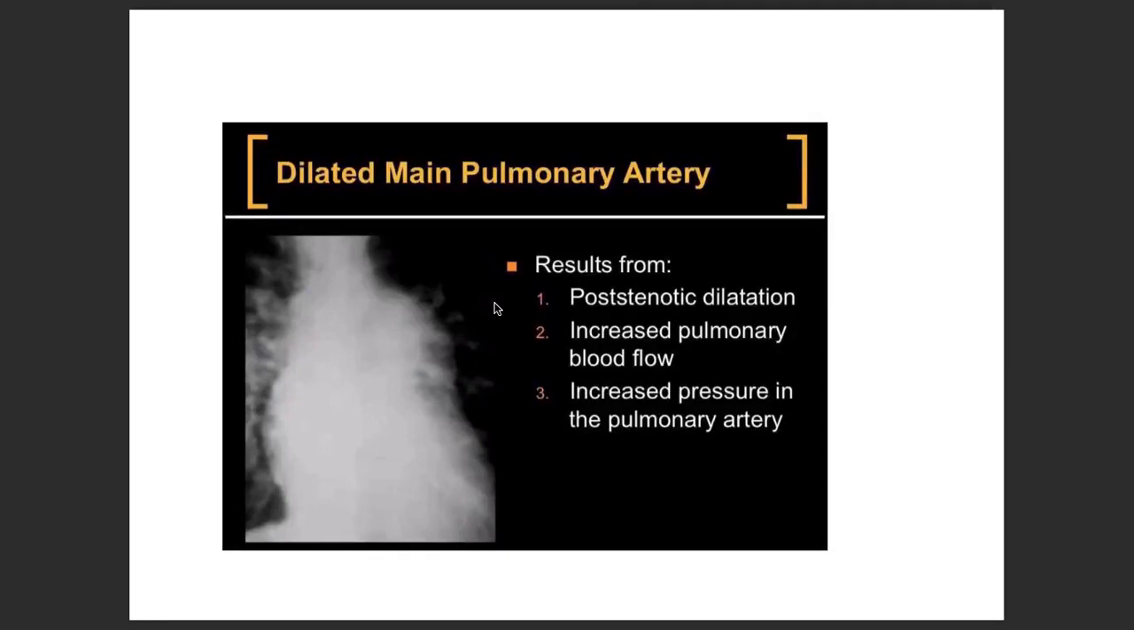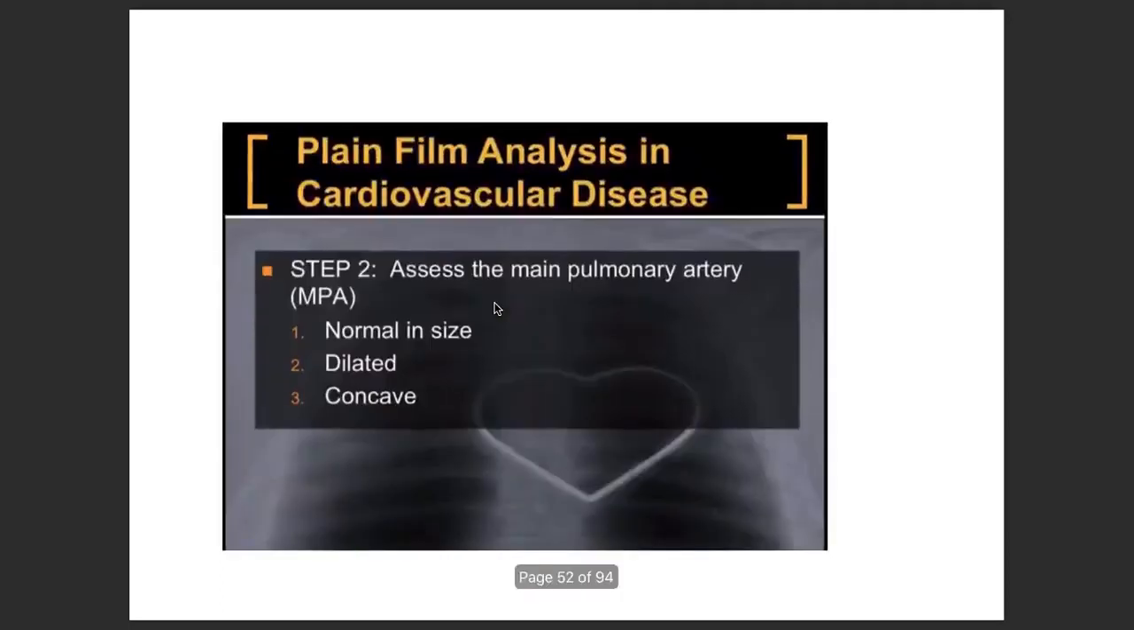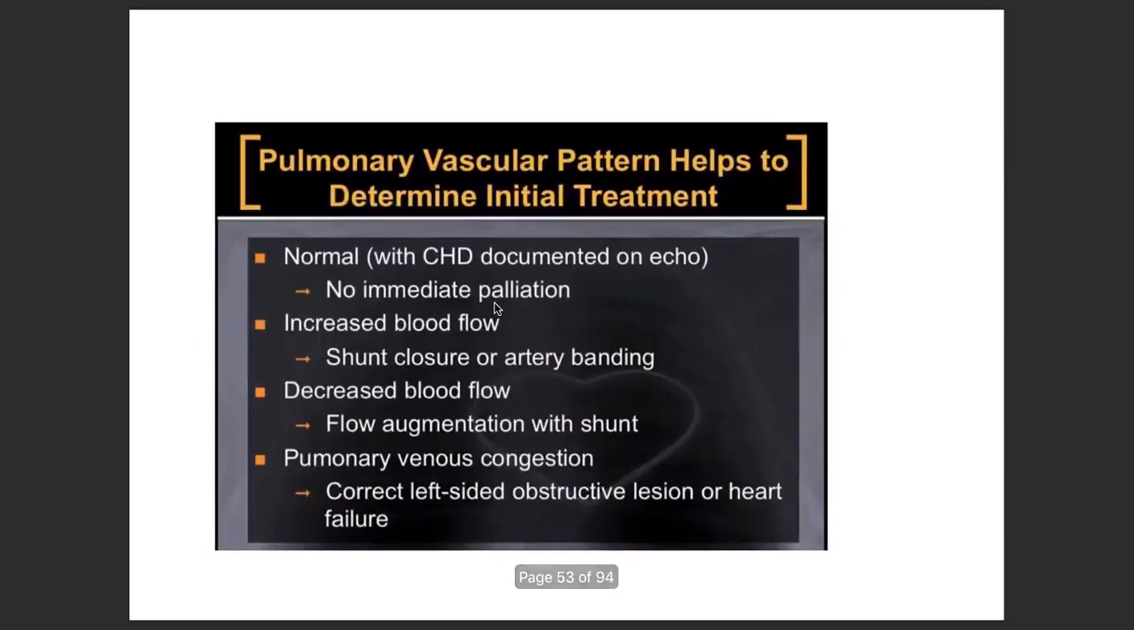So after you have been able to see like this, what is step two? What is the second step? You should analyze the main pulmonary artery. Is it normal in size, dilated or concave? Which you already had a look at as well.